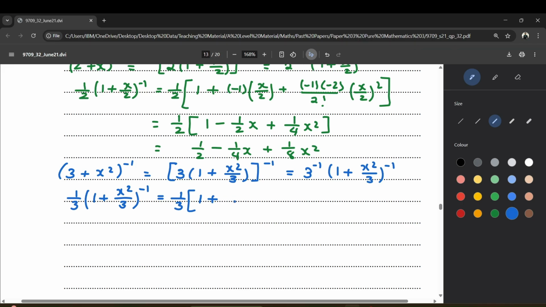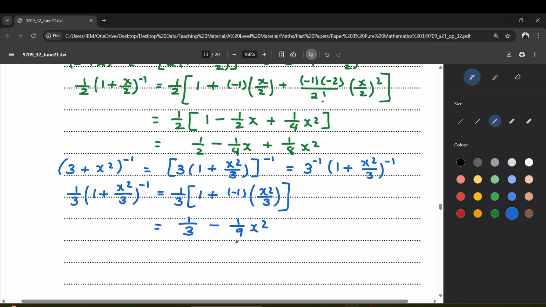Now we can expand it. So this will be 1 plus nx, n is minus 1, and x is going to be x square over 3. Now remember, the question told you to expand until and including the term x square, so we don't have to go further. We can just stop here and simplify it. So 1 upon 3 times 1 is 1 upon 3. Here it becomes minus x square over 3. So 1 over 3 times minus x square over 3 will be minus 1 over 9x square.